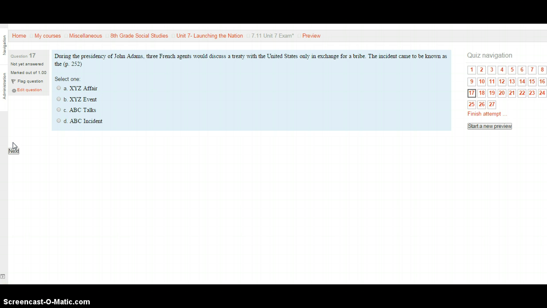Question 17. During the presidency of John Adams, 3 French agents would discuss a treaty with the United States only in exchange for a bribe. The incident became known as the, page 252, XYZ affair, XYZ event, ABC talks, or ABC incident. So go to page 252, look for your answer, and then select your choice whenever you're ready.